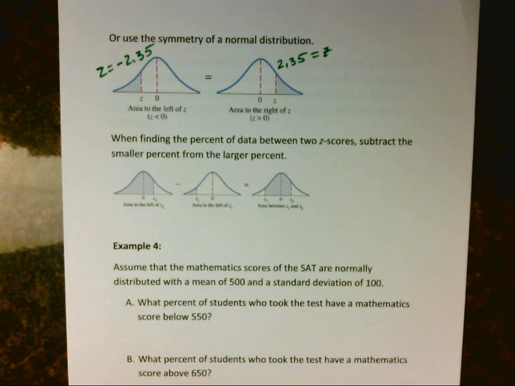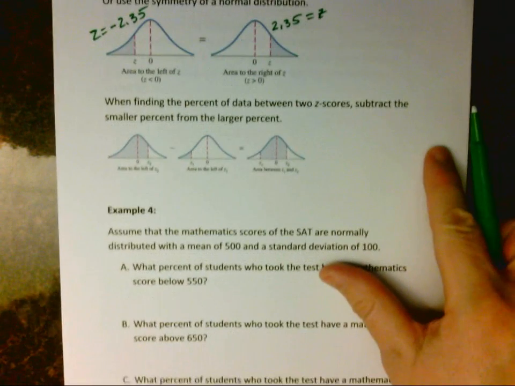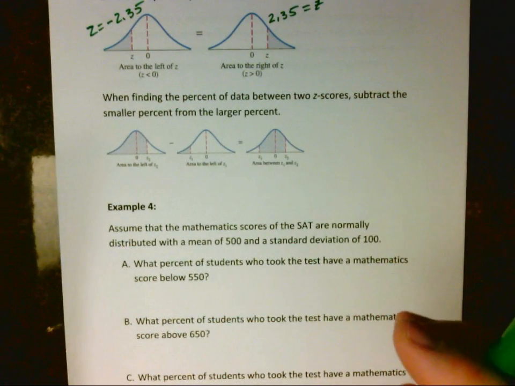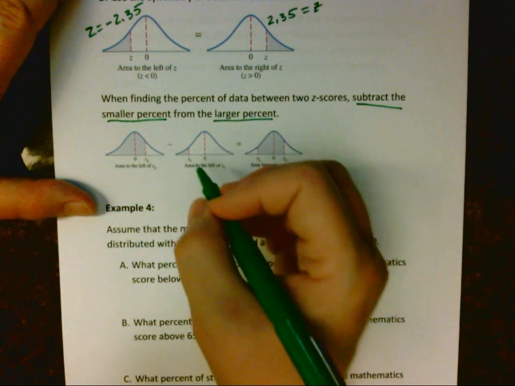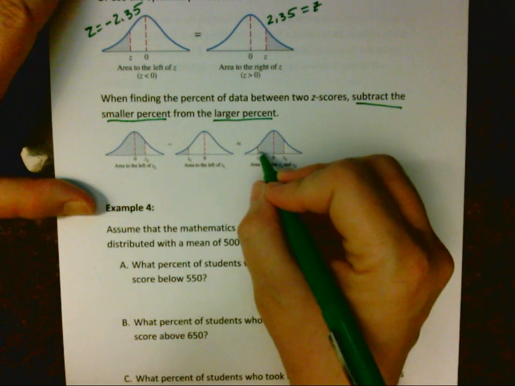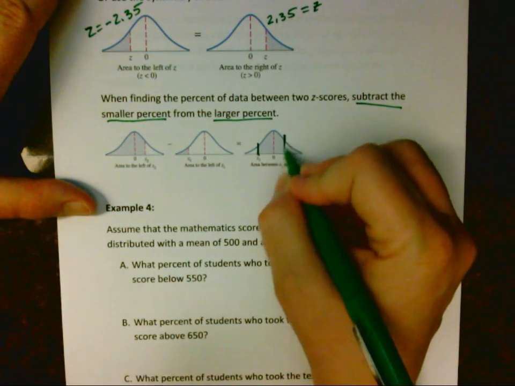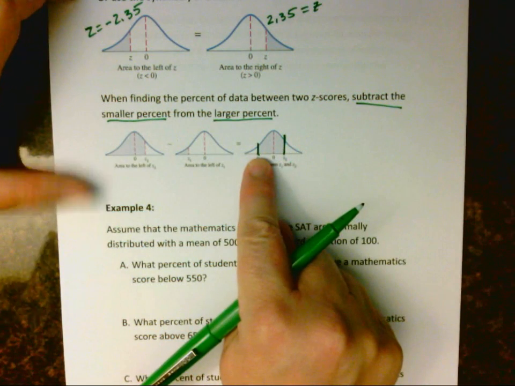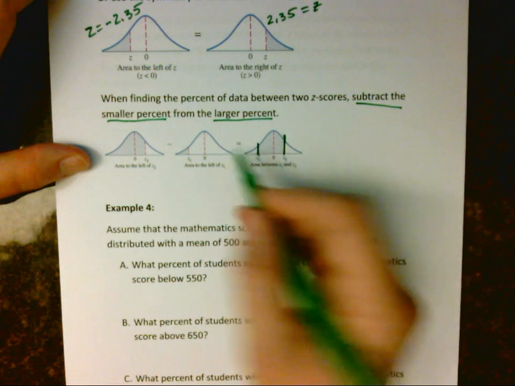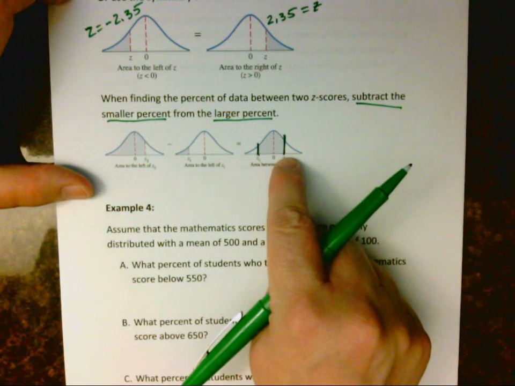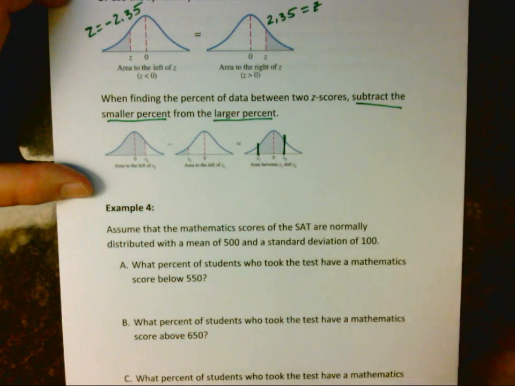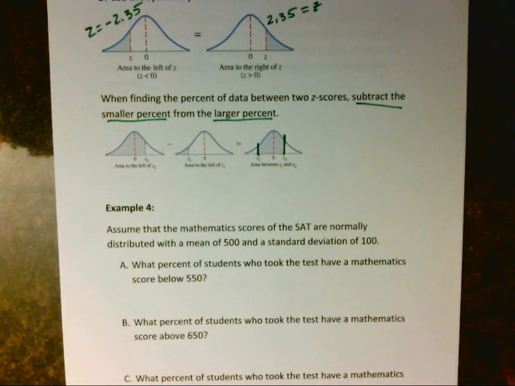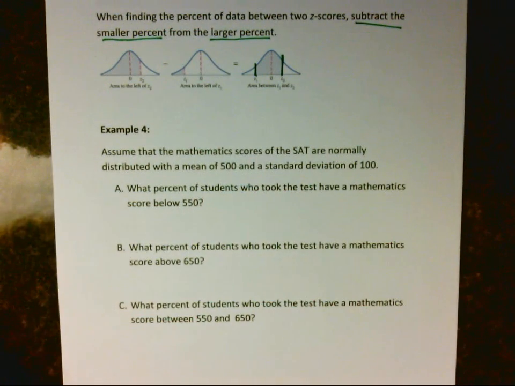When finding the percent of data between two scores, now this is kind of the tricky one. Subtract the smaller percentage from the larger percentage. They make a very simple rule. So if you want the area between this cutoff and this cutoff, you're going to look up this z-value and get the percentage to the left of it, then look up this value and get the percentage to the left. And you take the larger one minus the smaller one. Now, this is going to make more sense when we do an example, so let's go ahead and do that.